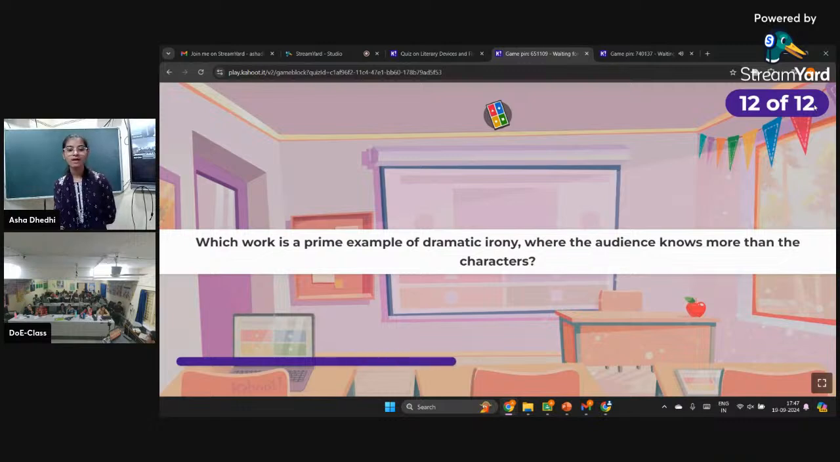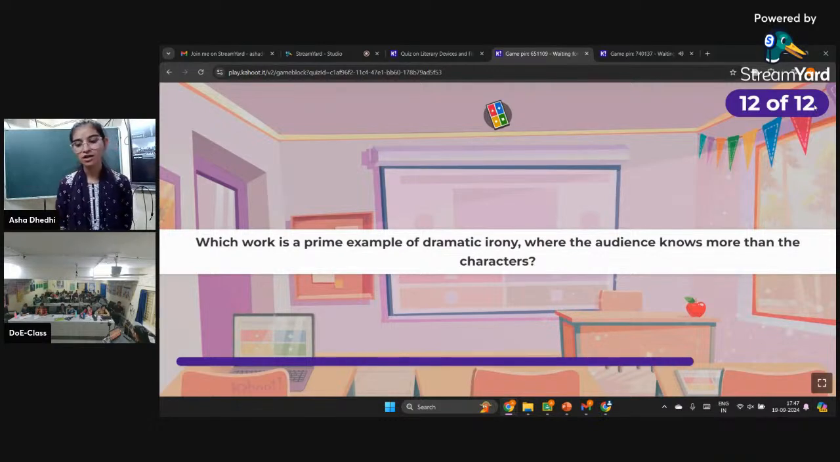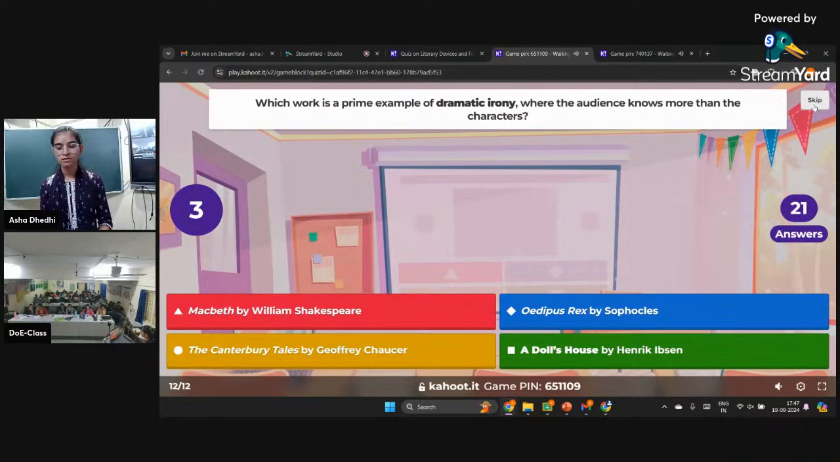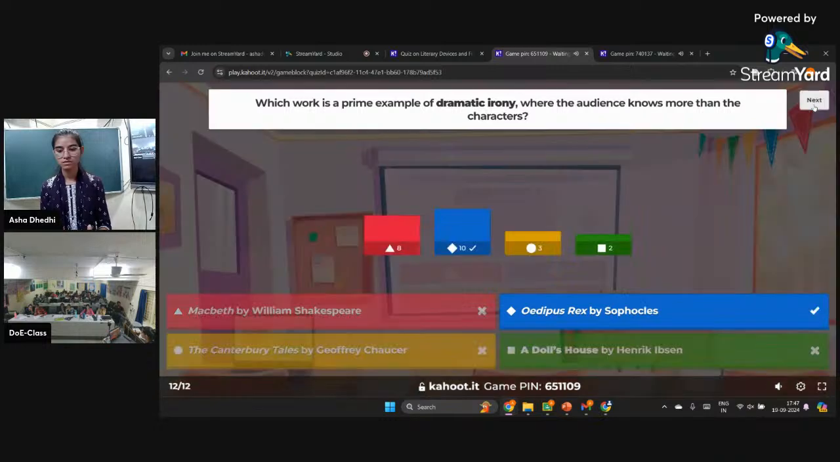Which work is a prime example of dramatic irony where the audience knows more than the characters? Within this work, you have to identify where dramatic irony is used. Okay, so the right answer is Oedipus Rex by Sophocles. And then there is another example of dramatic irony, by Shakespeare, Macbeth.